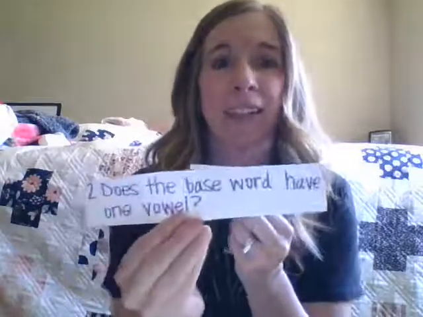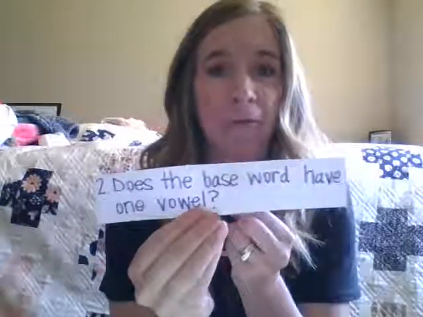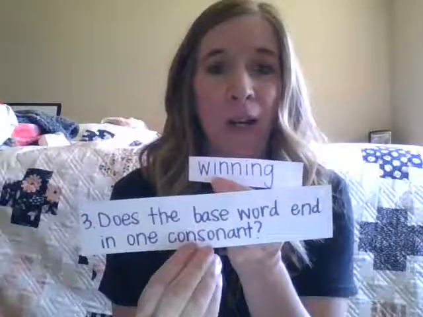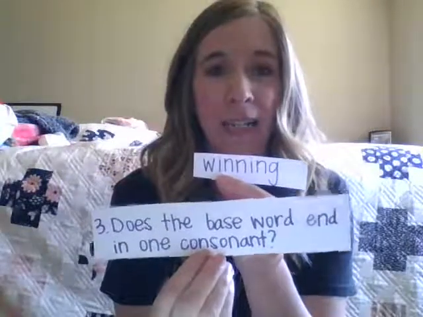The second question is, does the base word have one vowel? If we look at the base word of winning, it's win, and we know it only has one vowel. So that rule applies. Next, we want to ask, does the base word end in one consonant? So our base word is win. Take out all of this and we have win. Is there one consonant right there? Yes, there is. So that rule applies.